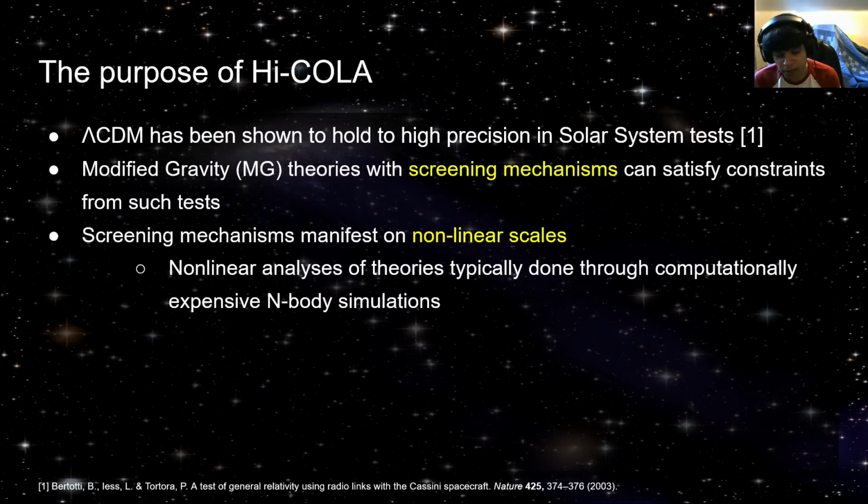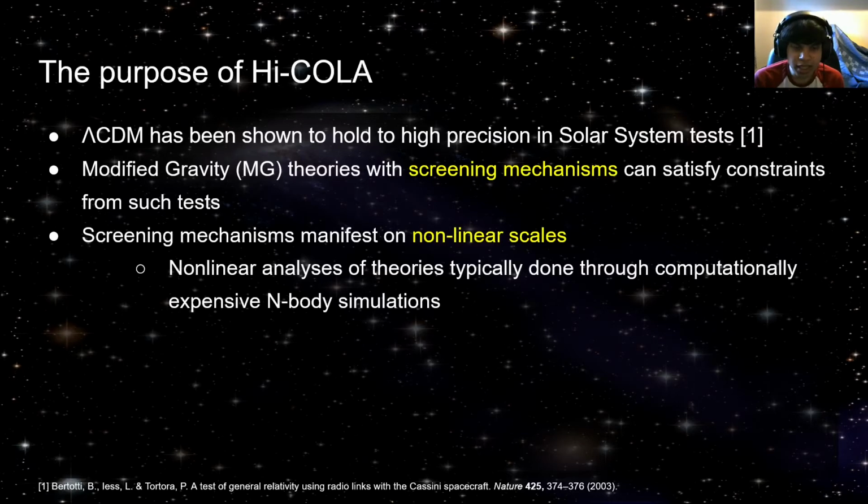Screening mechanisms are properties of modified gravity theories where the behavior of the extra degree of freedom, the scalar degree of freedom, is dependent on the environment. It's dependent on the local density. And so when the local density is high, the screening mechanism acts to suppress the action of the scalar field, and therefore the behavior of the modified gravity theory returns to something that looks practically like GR. And that's why they're able to evade these solar system tests, for example.